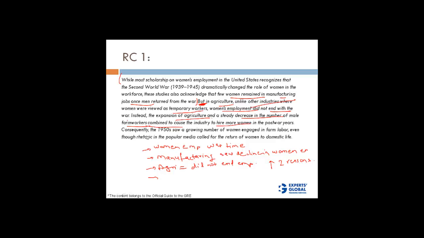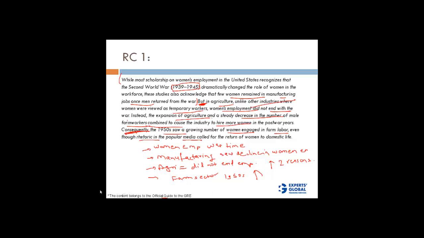Okay, consequently, so now the author is concluding. So the conclusion is that consequently the 1950s saw, that is the post-war, right? So war ended in 1945. So 1950s saw a growing number of women engaged in farm labor, even though rhetoric in the popular media called for the return of women to domestic life. So even if the popular media wanted women to return to domestic life, women continued to work in the farm sector. So the farm sector in the 1950s had a boom in women employment.